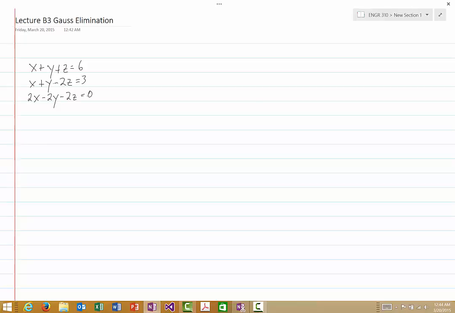When we put this system of equations into augmented matrix form, we have the following. The top row becomes 1, 1, 1, 6. The next row is 1, 1, negative 2, 3. The next row is 2, negative 2, negative 2, 0. And now we're ready to proceed with Gaussian elimination.